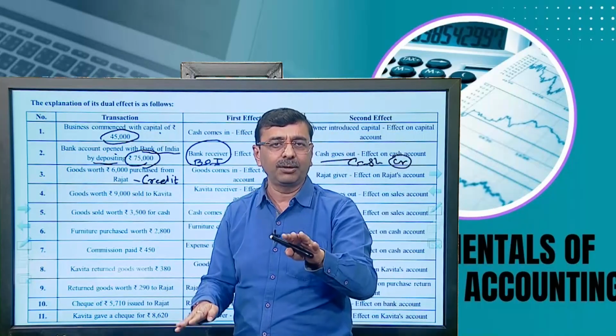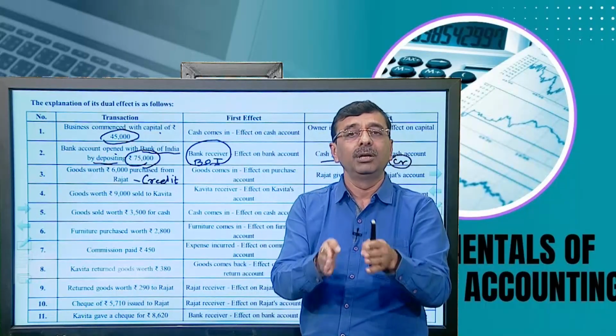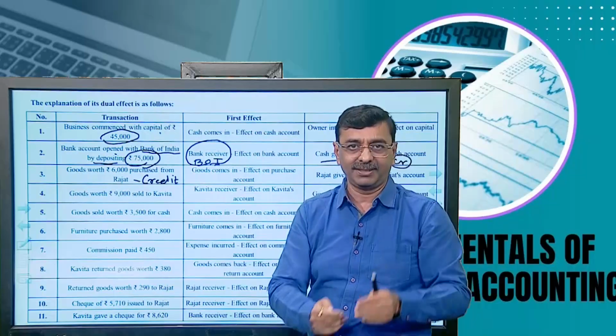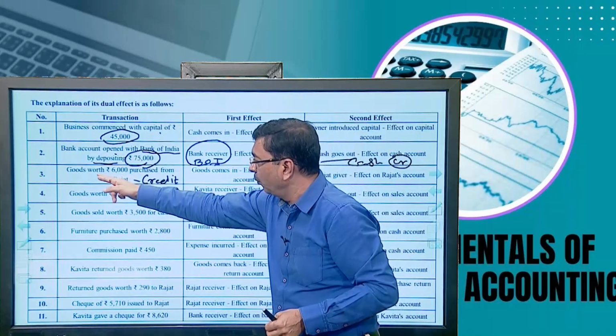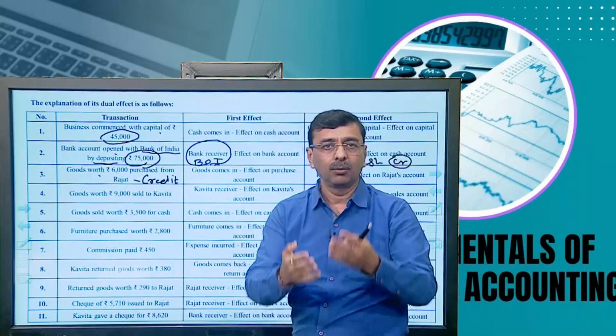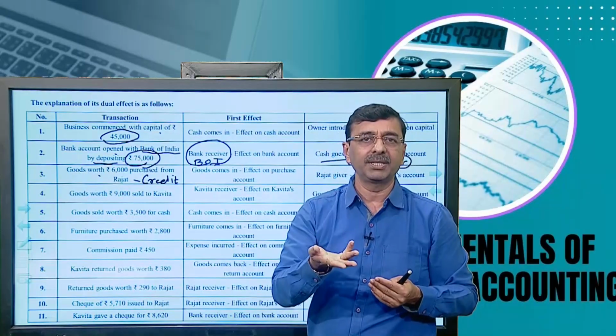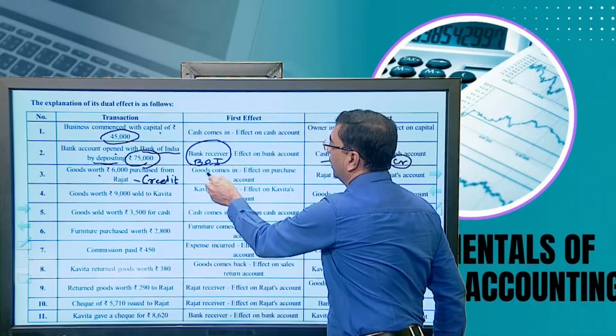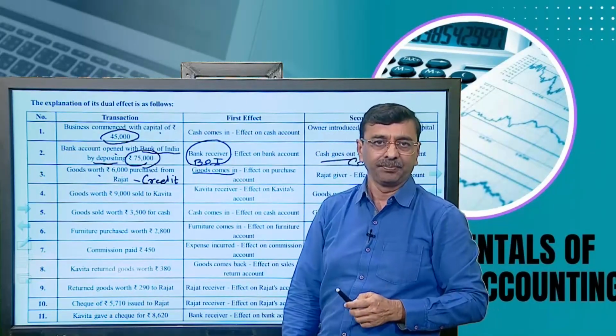So first we find out that it is a credit transaction. Now we'll find out further which two accounts are affected in this particular transaction. Goods worth purchase. What comes in? If you are purchasing, naturally goods come in. So goods come in, that is your first account. Correct?